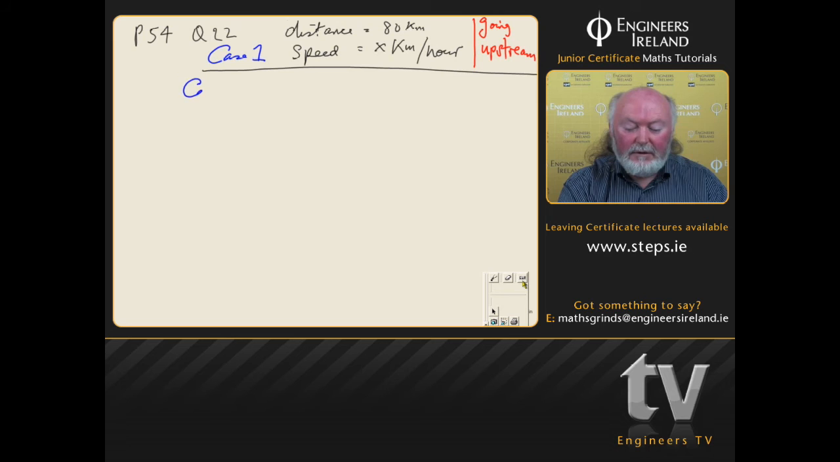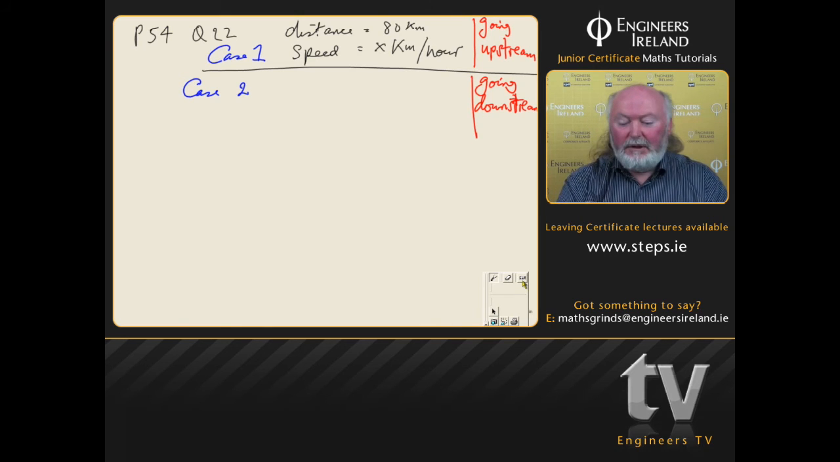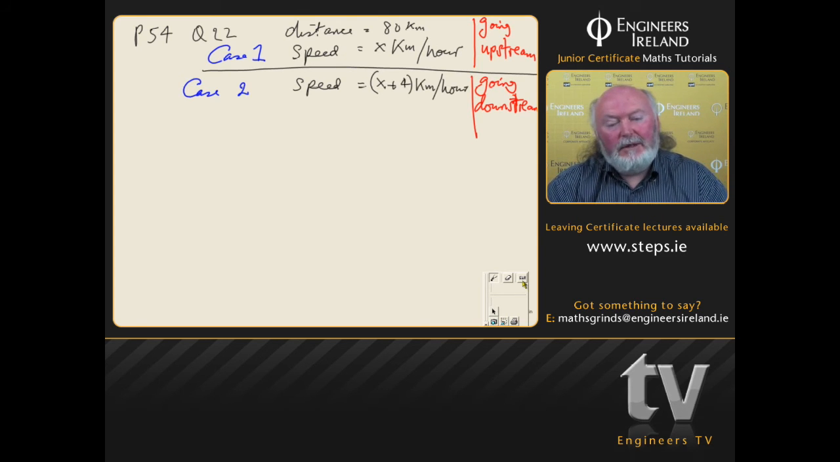What's the case 2? On the return journey, that would be going downstream then, what happens? The speed was x plus 4 kilometers per hour. So if on the way up, for argument's sake, he was doing 20 kilometers per hour, on the way back he'll be doing 24. It's just 4 more than he had done on the way up. We don't know how much he did on the way up, so we can name it x. And now we can play with it.